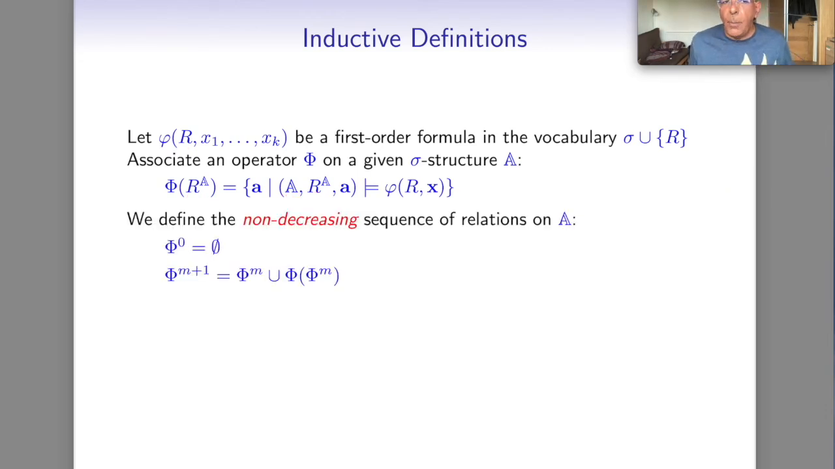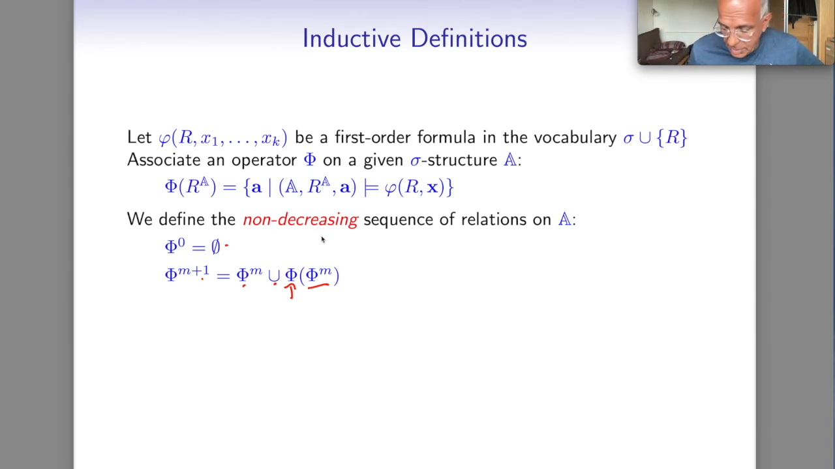Okay, we have such an operator, and now I take the following sequence of relations. Start with the empty relation. I'll call that phi 0. And I write phi m plus 1 for the relation you get by applying the operator phi to phi m and taking its union with phi m. Because I'm taking the union, this guarantees that the sequence of relations is non-decreasing.